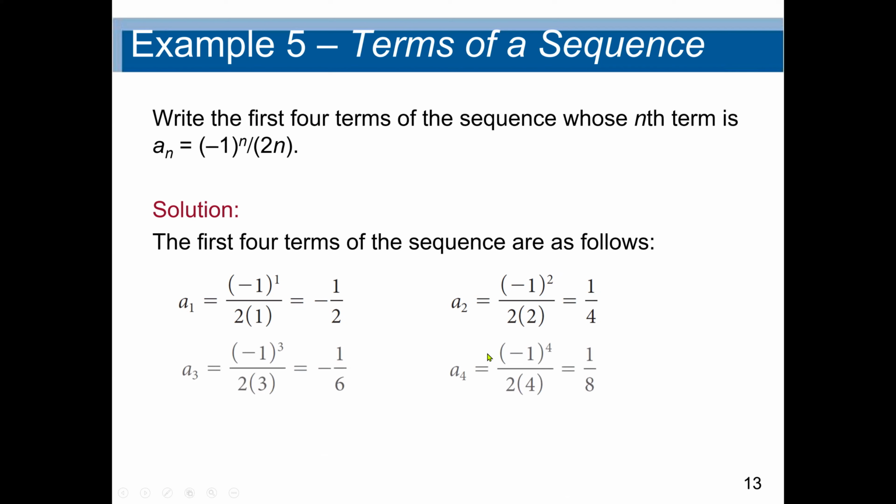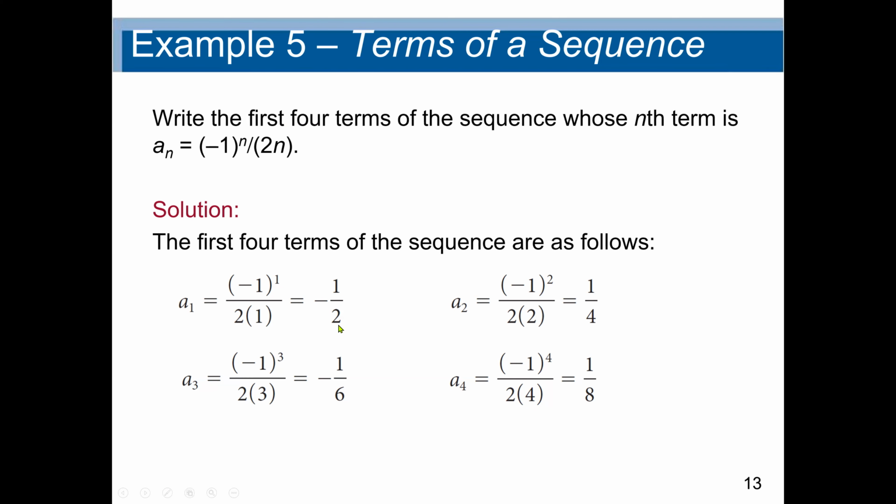Same thing, we can look for the third term, -1 to the power 3, over 2 times 3. Since 3 is an odd number, our answer will be negative. So we get -1/6, because 2 times 3 is 6. Then 4, again, 4 is an even number, so -1 to the power 4 will give me +1. Then 2 times 4 will give me 8. So that will be our solution.